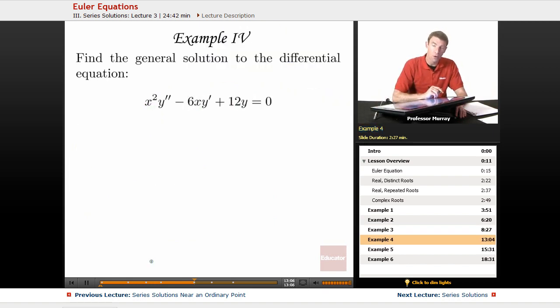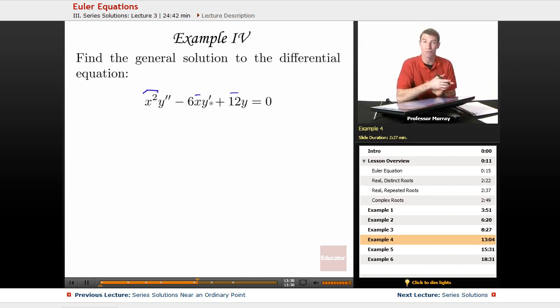So for example 4, we've got x squared y double prime minus 6xy prime minus 12y is equal to 0. Again, we first check that this satisfies the properties of being an Euler equation, those descending powers on x: x squared, x, and a constant; x squared, x to the 1, x to the 0. Remember, it's got to fit that format exactly to be an Euler equation.